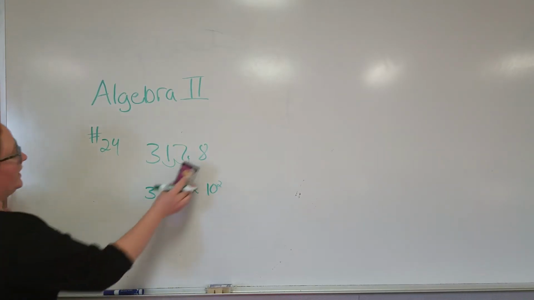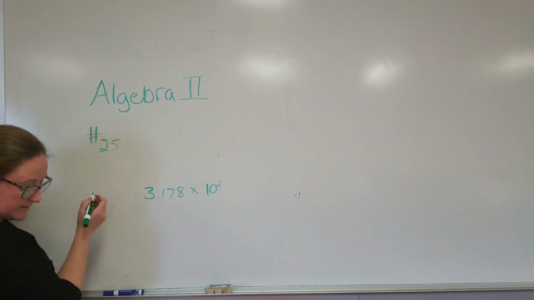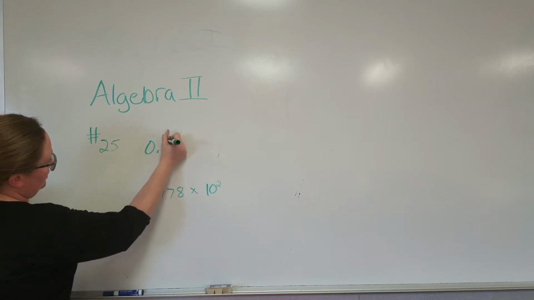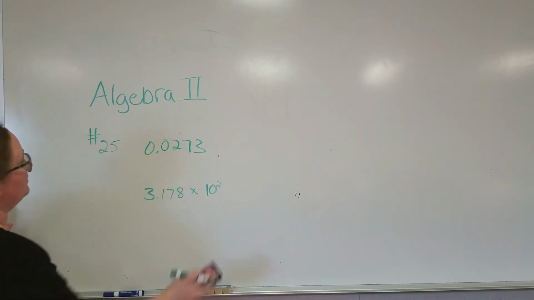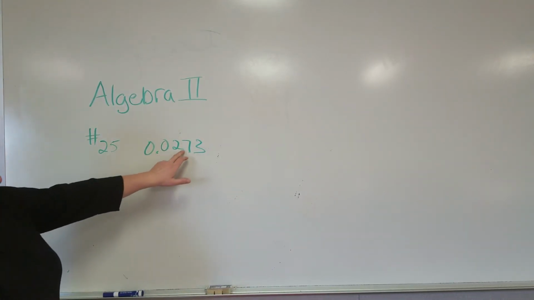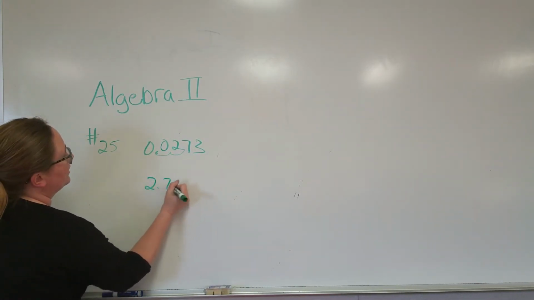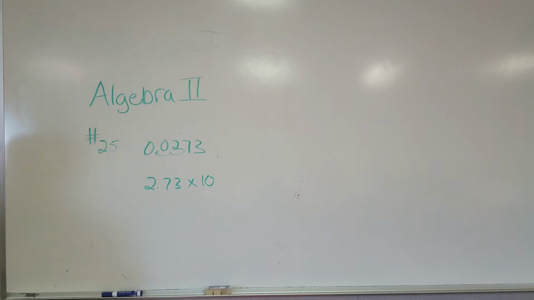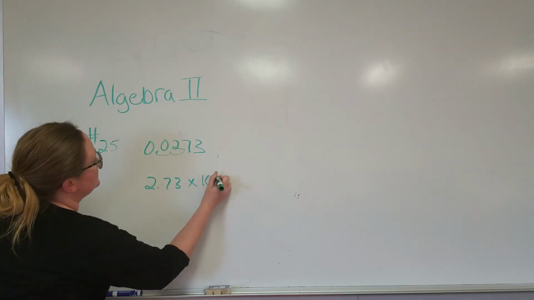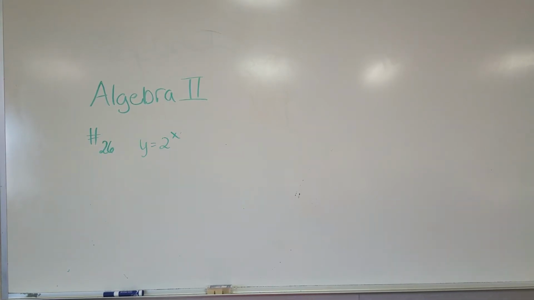In problem number 25, it's a little bit backwards from that. It says 0.0273, right? And this time, I'm going to move my decimal 2 places to the right to start. So I want to put my decimal back here behind the 2, because that's the first significant figure. So this time, to get the original number, I need to move 2 to the left. That means my exponent needs to be a negative 2. So you want a positive exponent if you're going to move your decimal to the right, and a negative if you want to move your decimal to the left.